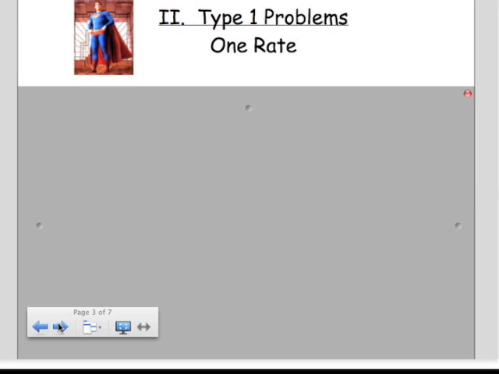Now we're going to talk about the different types of problems you're going to be able to solve using that skill of solving proportions. There are 4 different types of proportion problems that we talked about that you may see on the CST and that you're expected to learn leaving 7th grade. The first is a type 1 problem that has just one rate, and it's going to be pretty simple to write a proportion for it.